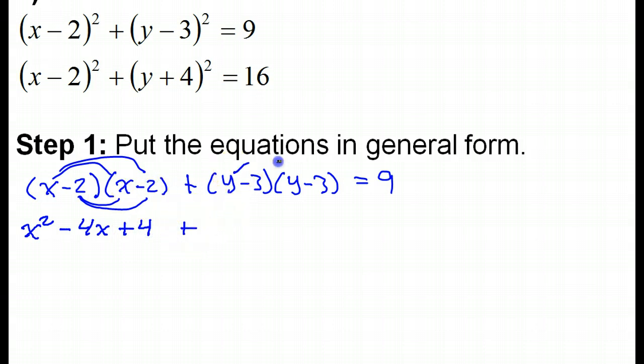And then over here, doing the same thing, double distributive property. y times y, that's y squared. y times negative 3 is negative 3y. Negative 3 times y is another negative 3y. So negative 3y and negative 3y make negative 6y. I'm going to do that part in my head. And negative 3 times negative 3 is positive 9. So we got that.